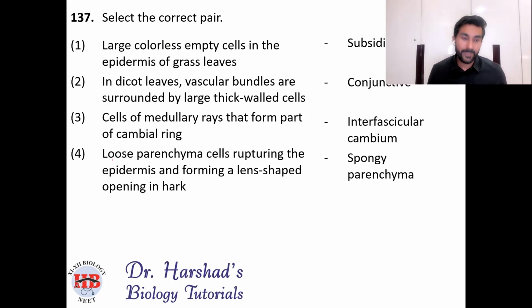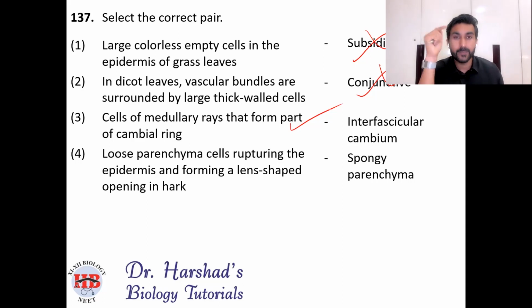Select the correct pair. The first line says large colorless empty cells in the epidermis of grass cells are called subsidiary cells. Wrong. If you remember, they are called bulliform cells. In dicot leaves, vascular bundles are surrounded by large thick-walled cells called conjunctive tissue. Wrong. Conjunctive tissue is found between xylem and phloem, it's the parenchyma between xylem and phloem in case of root. Cells of medullary rays that form part of the cambial ring are called interfascicular cambium. Yes, this is a correct pair.